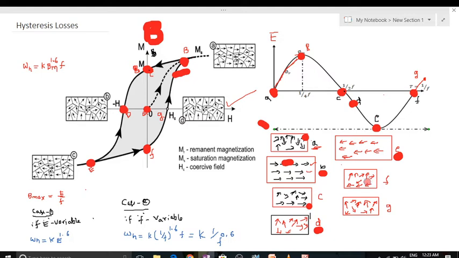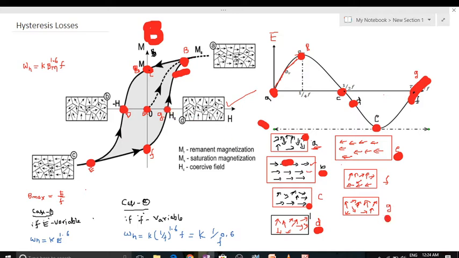And to eliminate the orientation of these domains, we should apply the positive force in the same direction like this. Same as the previous one, you should apply the positive force. If you apply the positive force, all the domains will be in a random direction. That point is called G.